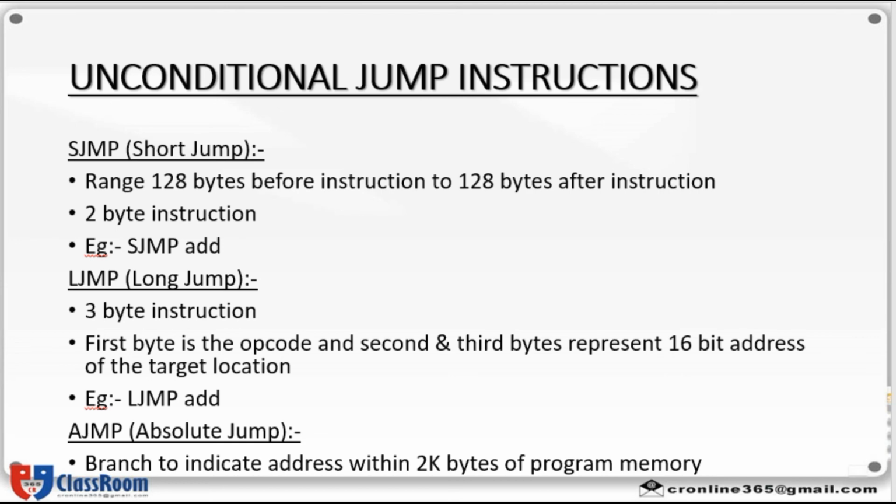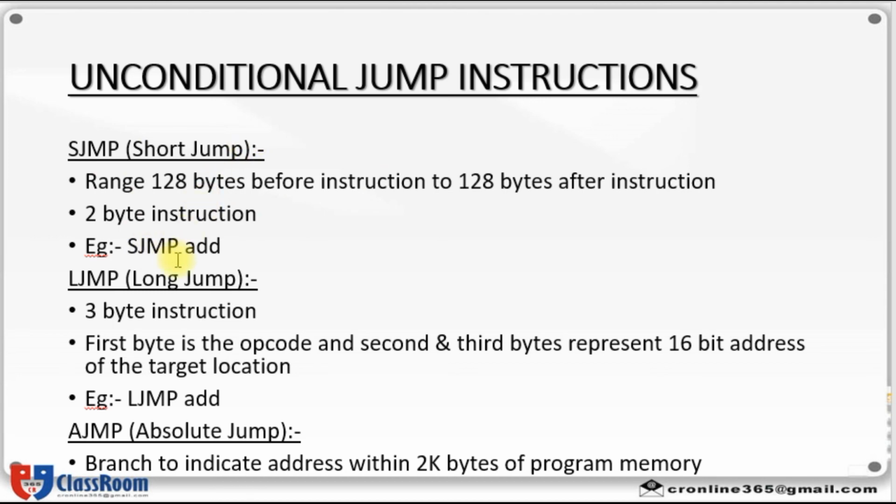First one is SJMP. SJMP means short jump. For example, SJMP, and an address location is specified, such as SJMP 2000. Then it short jumps to that specified address location. SJMP means short jump, with a range of 128 bytes before the instruction to 128 bytes after the instruction. It is a 2-byte instruction.